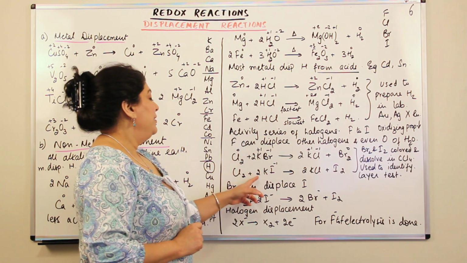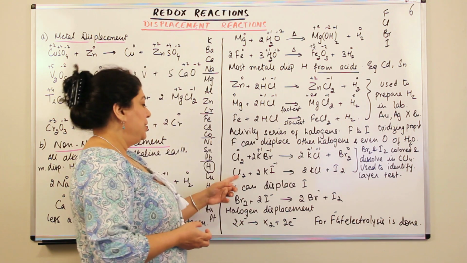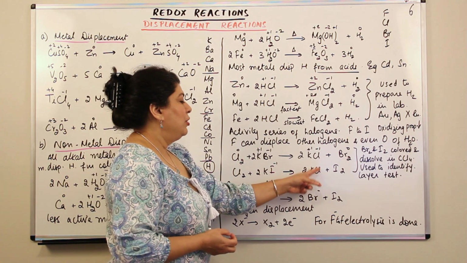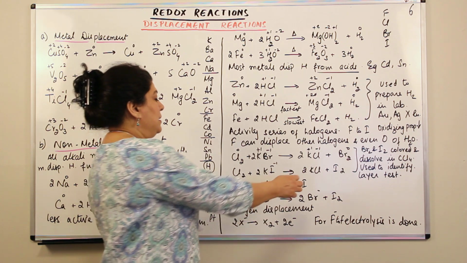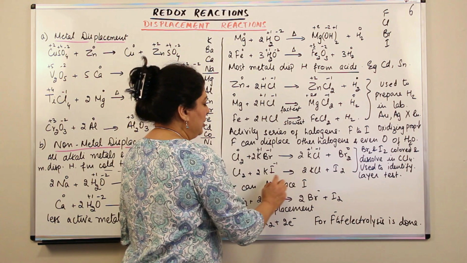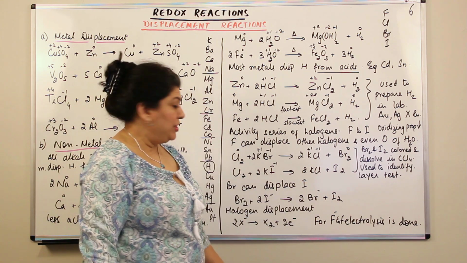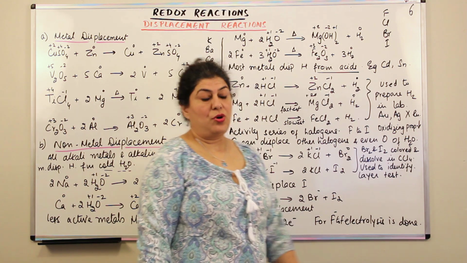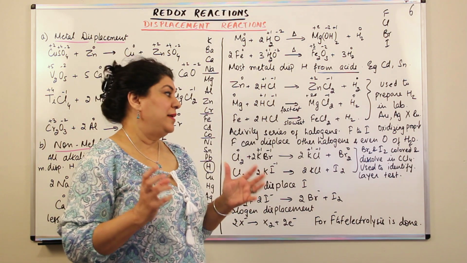Similarly, chlorine can displace iodine also. So chlorine with potassium iodide will give you potassium chloride and iodine will be given out. Here chlorine had a charge of 0, iodide was -1. Potassium remains +1 in reactant and product. So the change is taking place in chlorine and iodine. Chlorine goes from 0 to -1, therefore it gets reduced, and iodine goes from -1 to 0, so it gets oxidized.